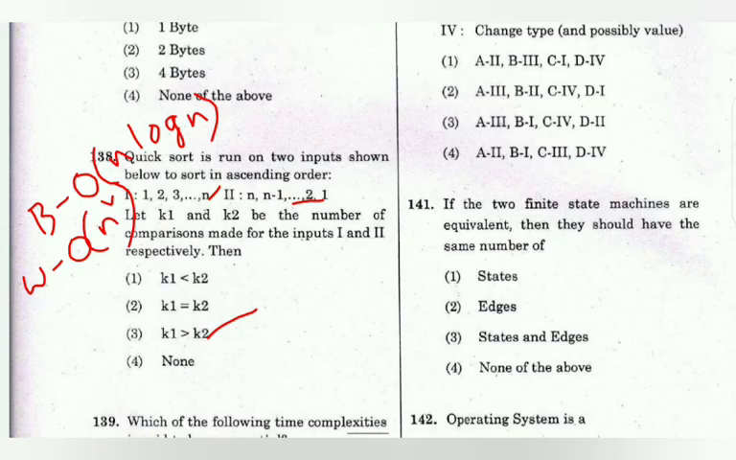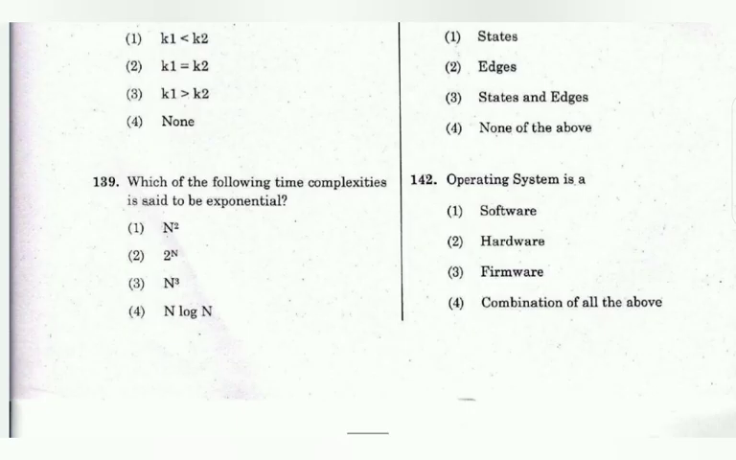So next one. Which of the following time complexity is said to be exponential? An exponential time complexity is one where the growth rate is proportional to an exponent of the input size. So here 2 power n exponential complexity is the correct answer.